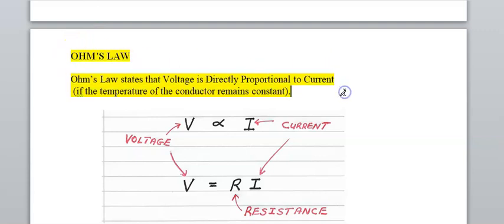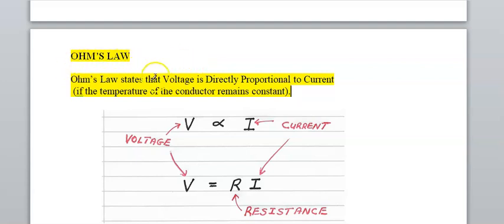There's one caveat, one catch, and we'll talk about this later. The temperature of the conductor, the temperature of the resistor in my circuit, must remain constant. This is because the resistance of a wire, the resistance of a conductor, changes if you change its temperature. So we're going to learn Ohm's law this way.